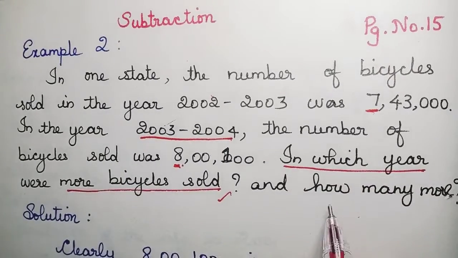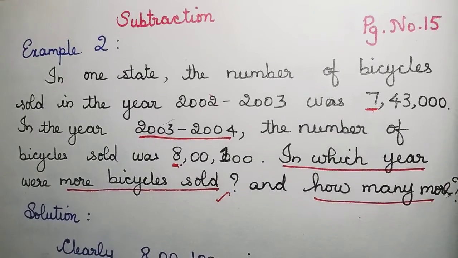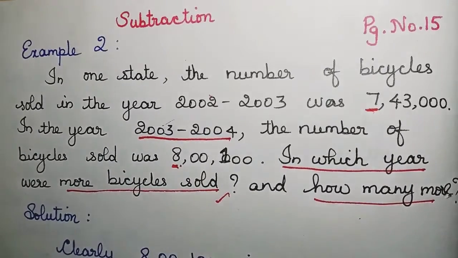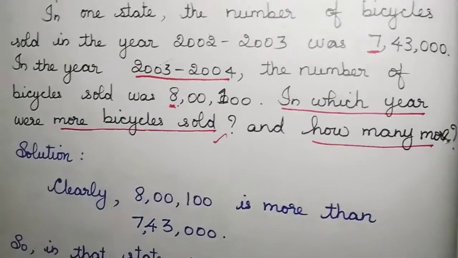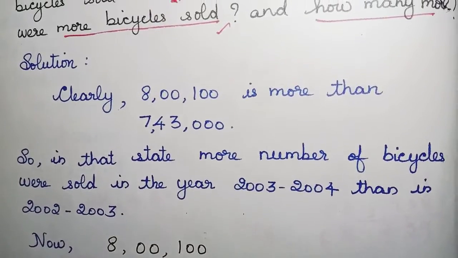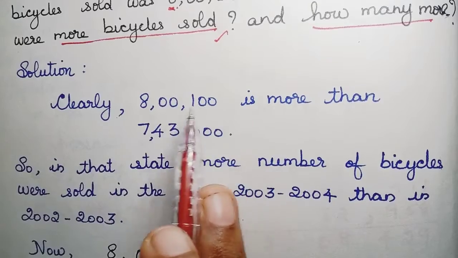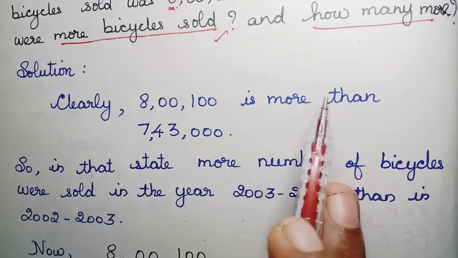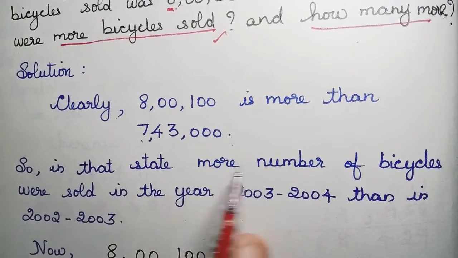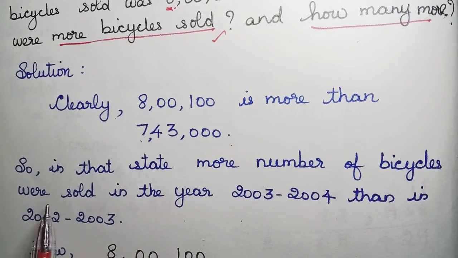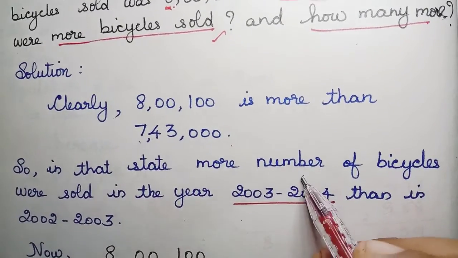Now the second question is how many more they have asked. How will you find out how many more? You have to find the difference between two values. From the question itself, you can find that this 8 lakh is a bigger value than this 7 lakhs. So more bicycles were sold in the year 2003-2004. This is the first question.